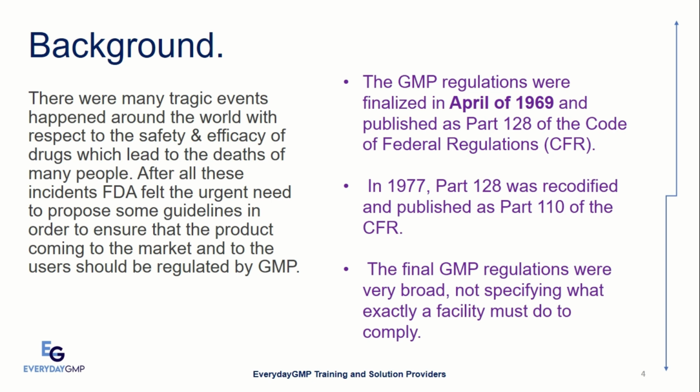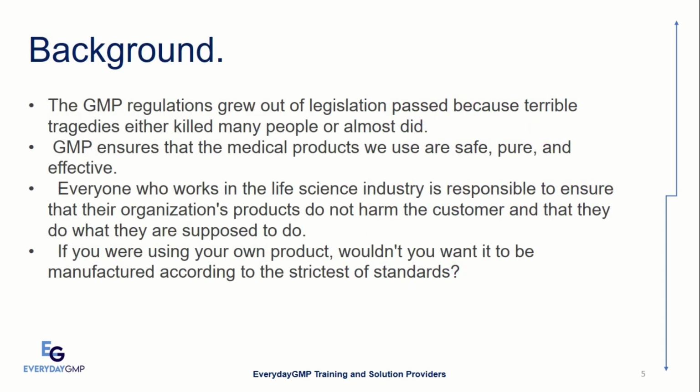The GMP regulations were finalized in April of 1969 and published as Part 128 of the Code of Federal Regulations, CFR. In 1977, Part 128 was recodified and published as Part 110 of the CFR. The final GMP regulations were very broad, not specifying what exactly a facility must do to comply. The GMP regulations grew out of legislation passed because terrible tragedies either killed many people or almost did.